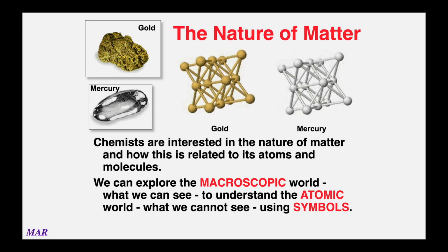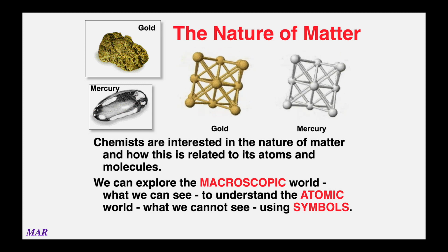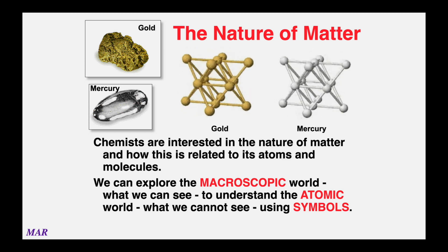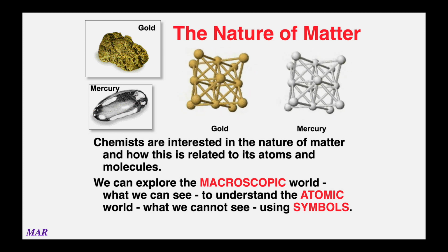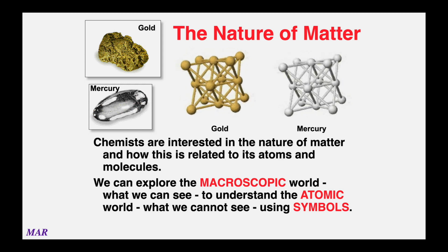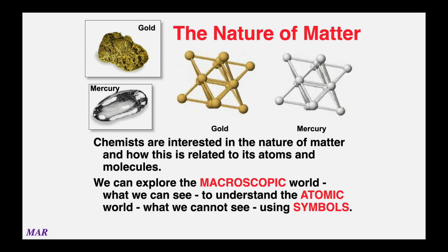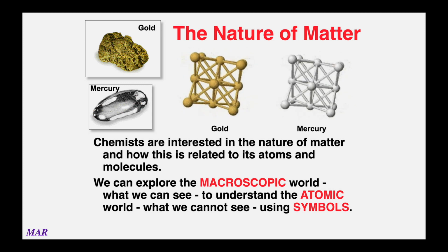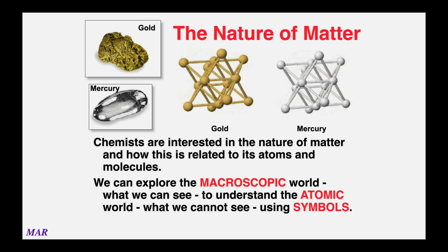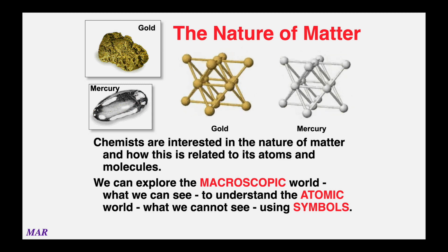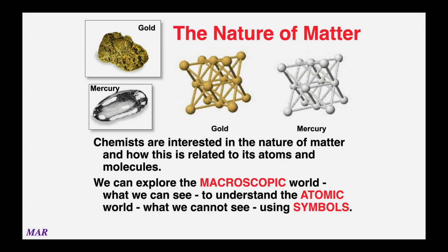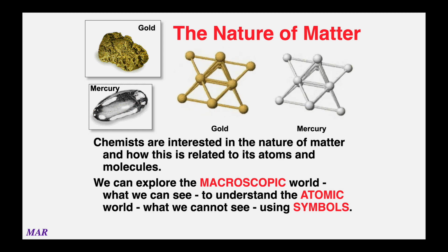However, as a chemist, we're going to think about things on the atomic level as well, and that's what those rotating things are for gold and mercury, and we'll talk about those in Chem 222. But on the atomic level, they look very similar. In the macroscopic world, gold and mercury look quite different, and we can use symbols, i.e. those element symbols, to represent these things to each other, so we can talk about them and figure out what's going on.